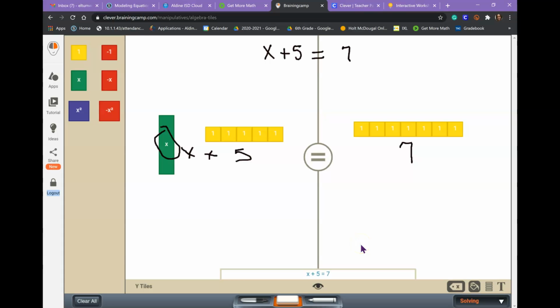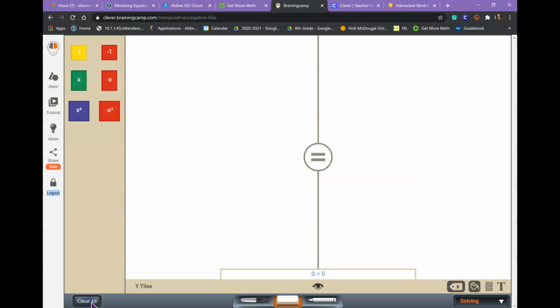Okay? Now say you want to move on to the next question. Bottom left, press clear all. Okay? Say my next equation is 5 equals 3 plus x.